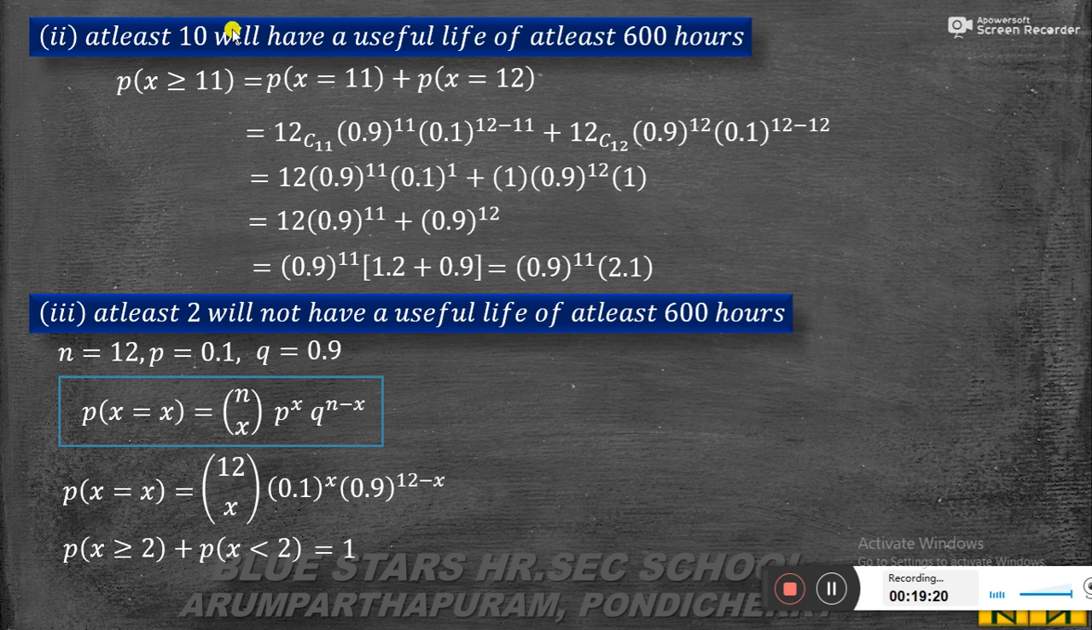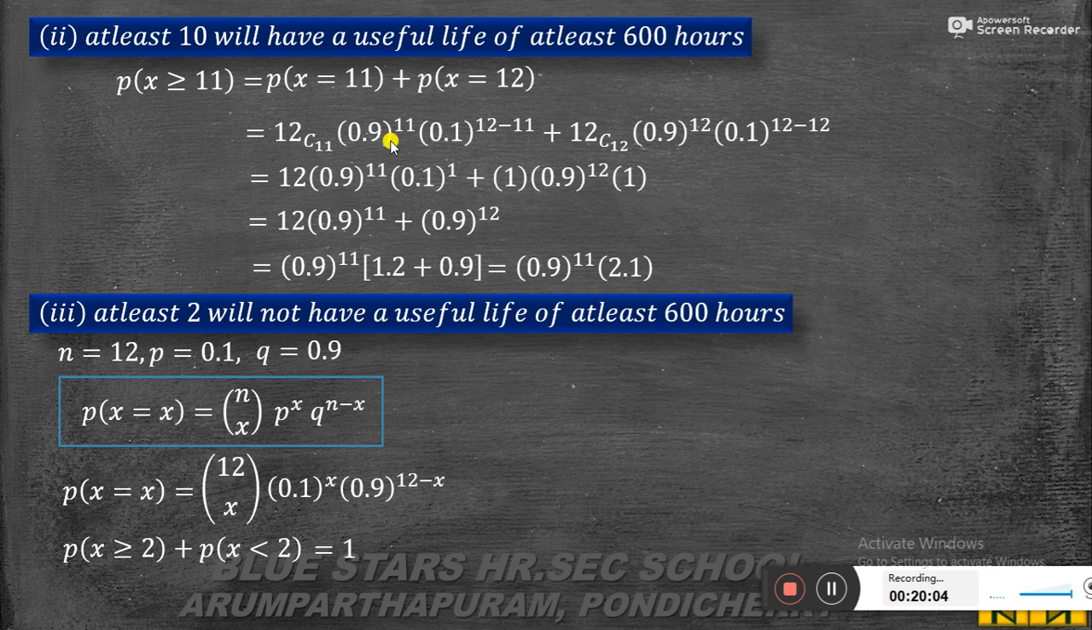So next, at least 10 will have a useful life of at least 600 hours. Here we take not 10 but 11: at least 11 will have a useful life of at least 600, so for 11 I take x. At least 11 means the probability of x greater than or equal to 11, which is the probability of x equal to 11 plus the probability of x equal to 12. The total number of bulbs is 12, so x takes the values 11 and 12.